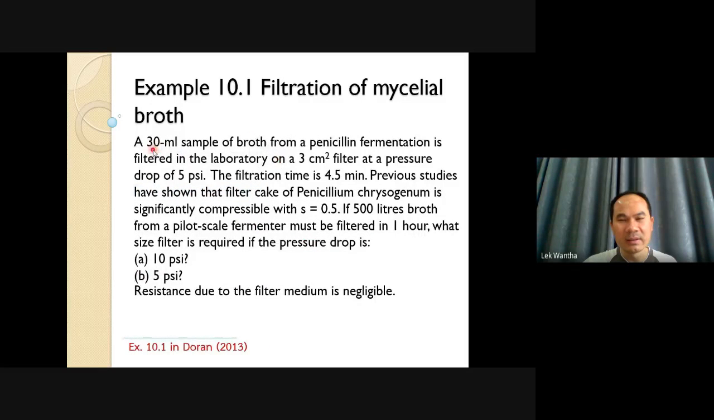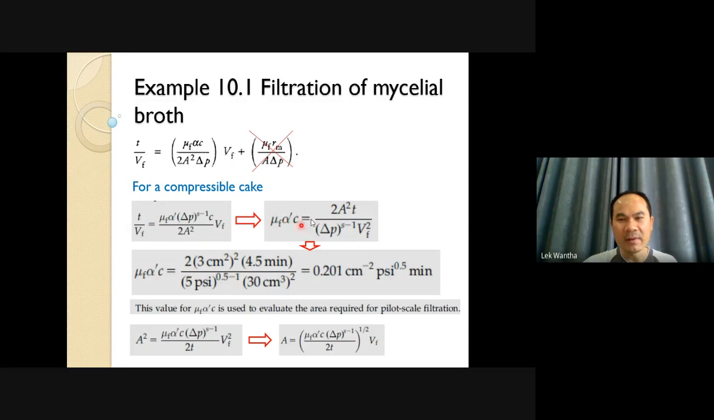We know the volume of filtrate. This is the volume of filtrate. We know time, we know P, we know S, and then you can solve for mu f, alpha, and c from the lab scale. You substitute T, delta P, Vf, you get this answer. This value of alpha, mu f, and c is constant. That's why when you calculate based on the larger scale, you use the same value for this.